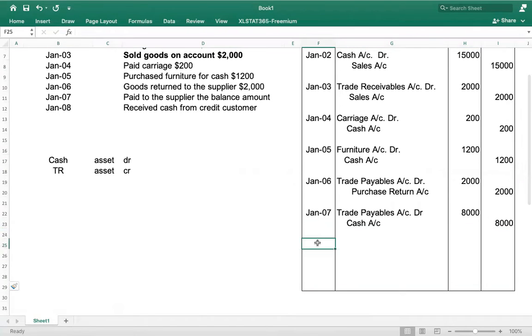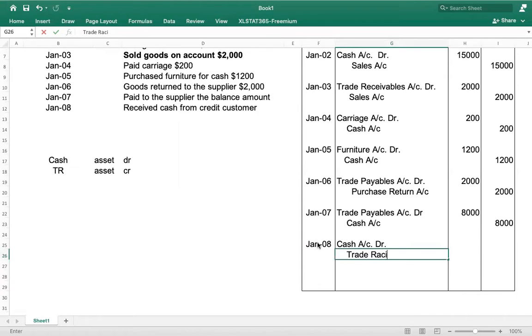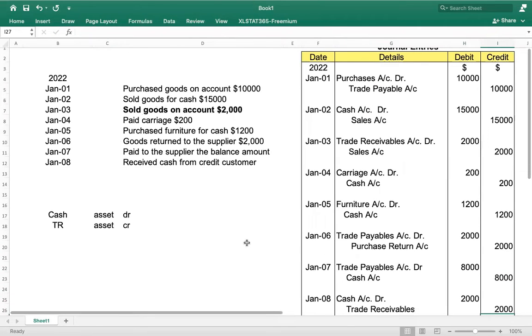So it's going to be cash account, debit. Okay, next line, leave some space. Trade receivables. How much money? 2,000. So I hope you understood these journal entries.